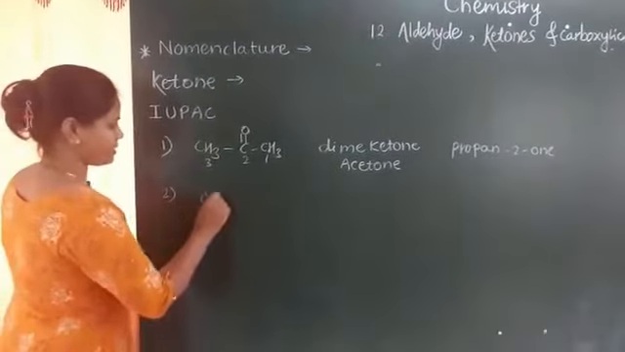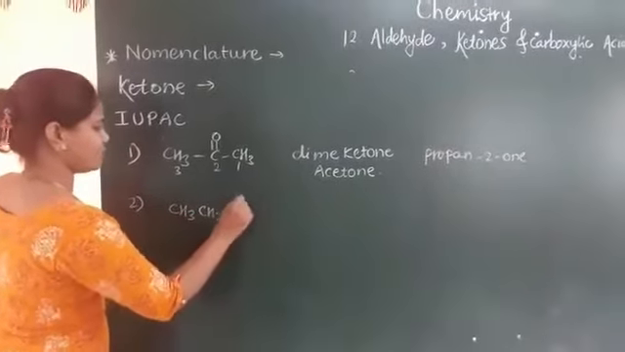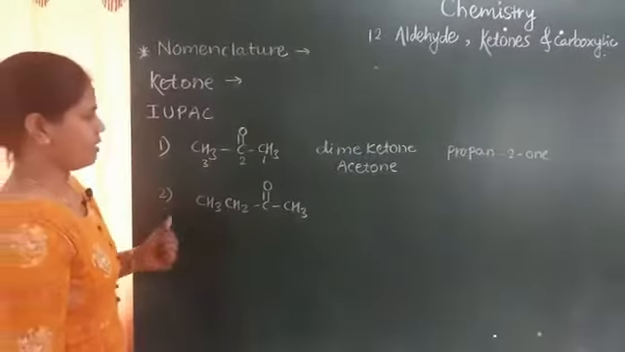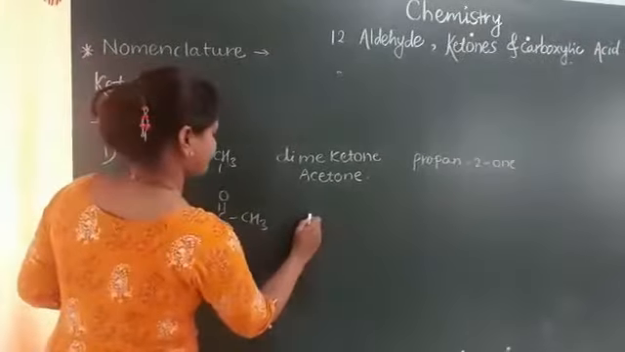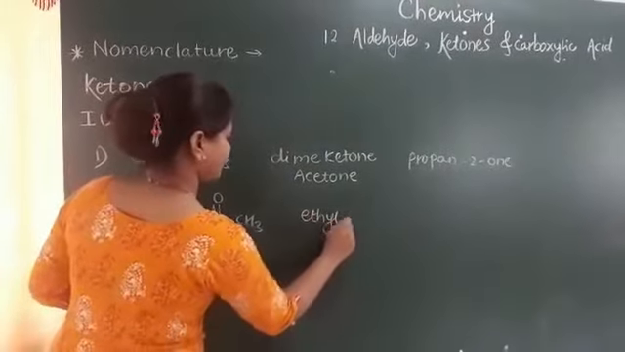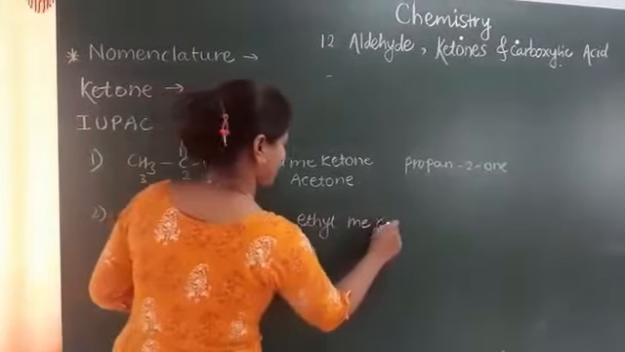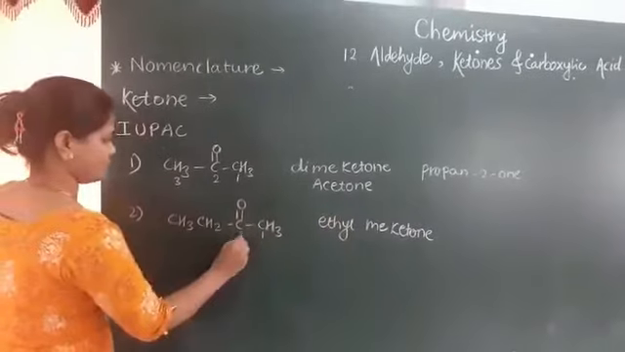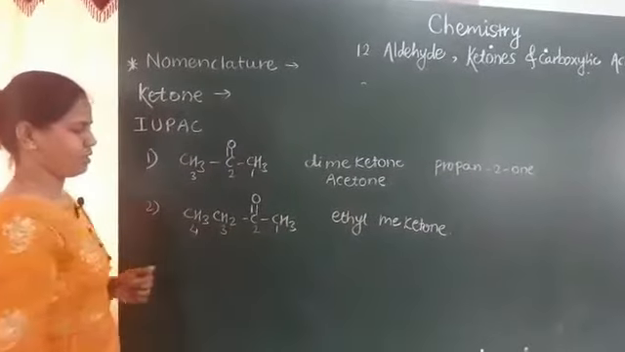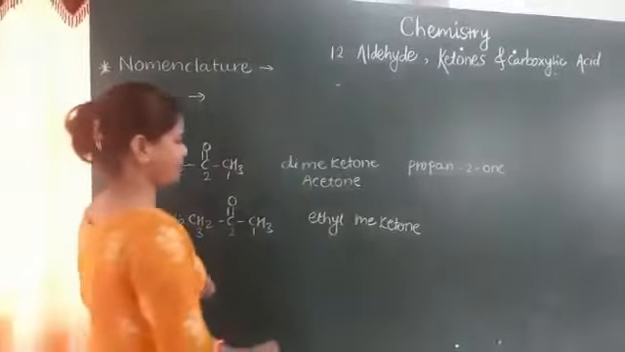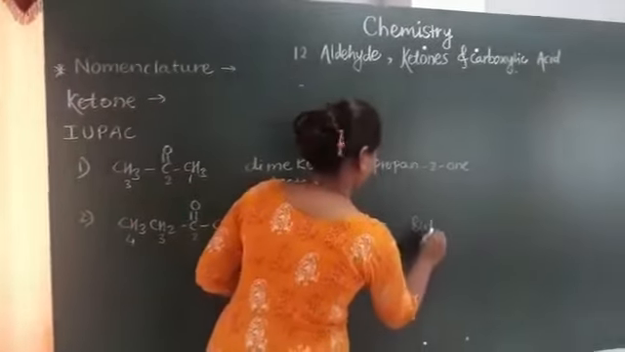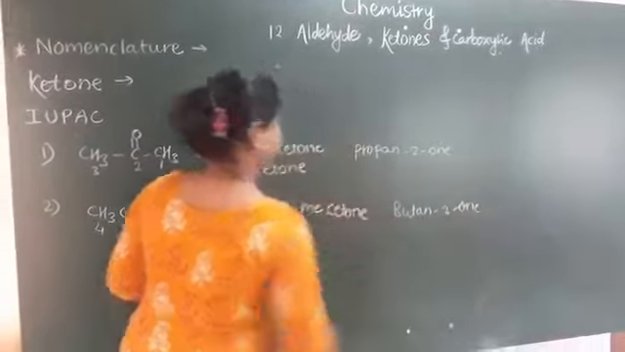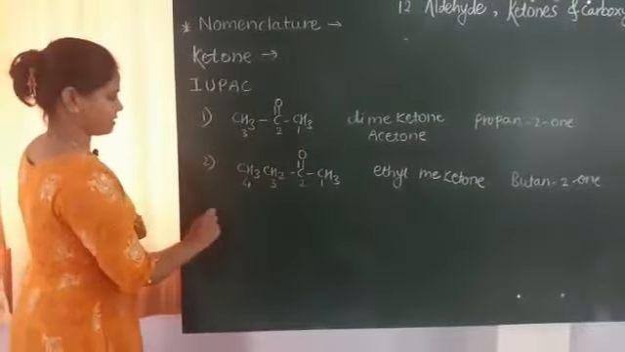Second is CH3 CH2 C double bond O CH3. Its common name is ethyl methyl ketone, and the IUPAC name is, numbering 1, 2, 3, 4, 4 carbon atoms are there, so the root word is butan-2-one.